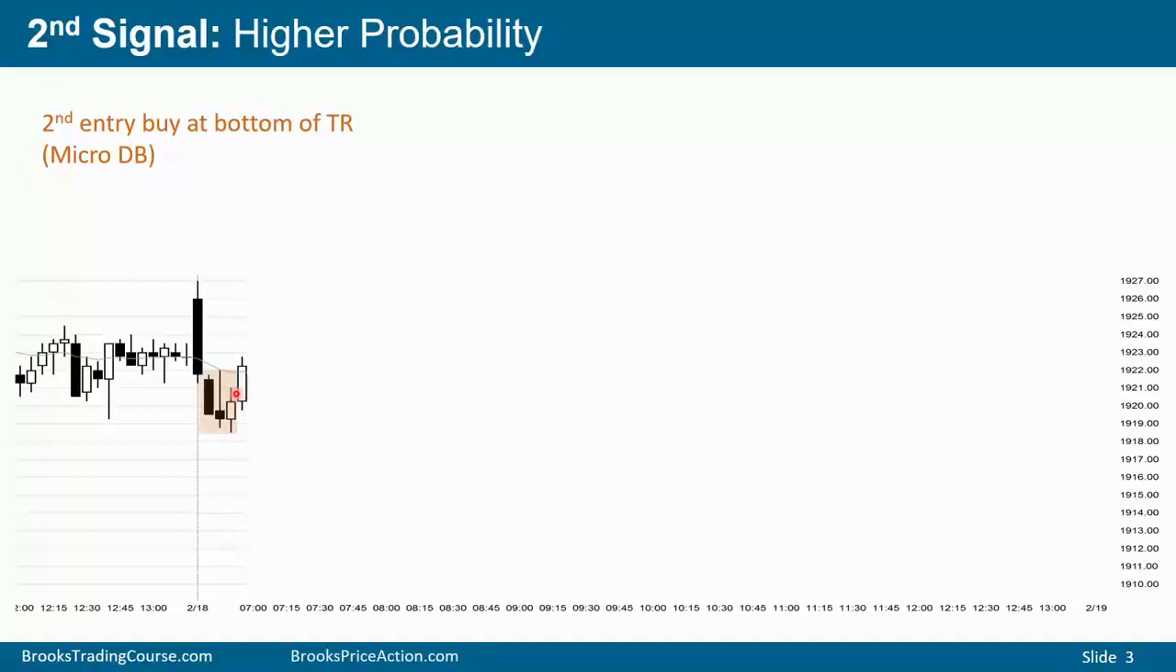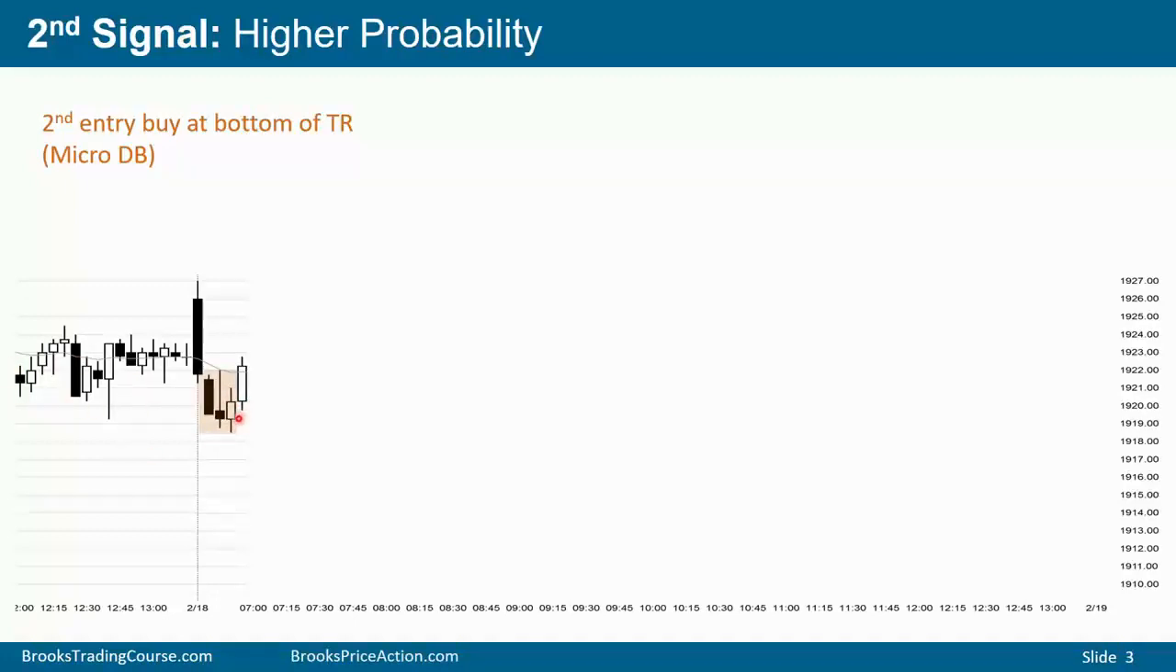So it's a second entry buy at the bottom of a tight trading range. It's reasonable to buy looking for at least a bounce. This is a possible low of the day. It's a micro double bottom. The market went down on this bar and went up on this bar, and went down on that bar, and now it's going up a second time. So a second failed breakout of the bottom of that tight trading range.